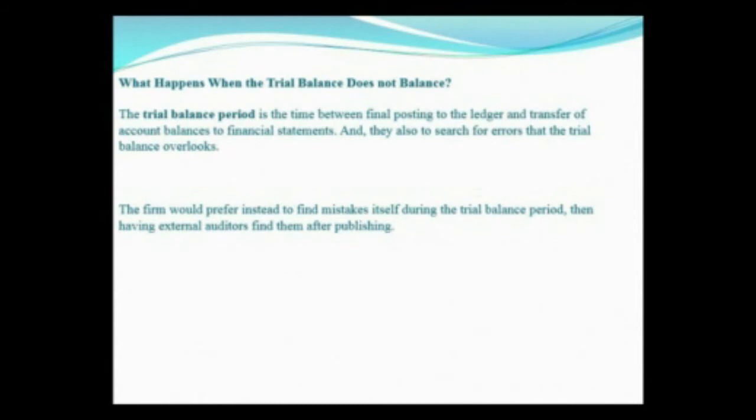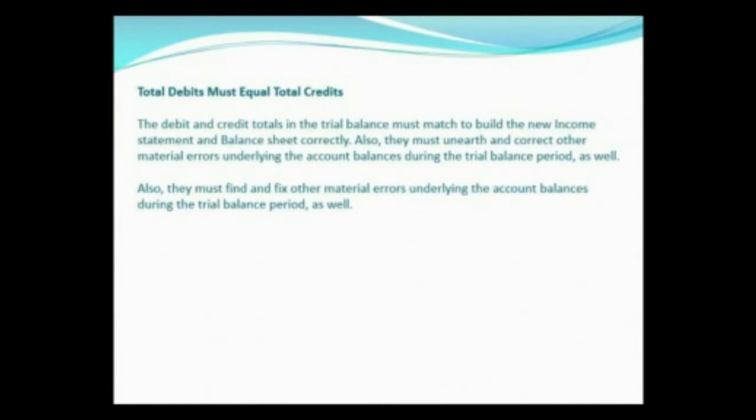What happens when the trial balance does not balance? The trial balance period is the time between final posting to the ledgers and transfer of account balances to the financial statements, and it is also used to search for errors the trial balance overlooks. Firms would prefer to find the mistakes themselves during the trial balance period rather than having internal auditors find them before the publishing of the financial statements.